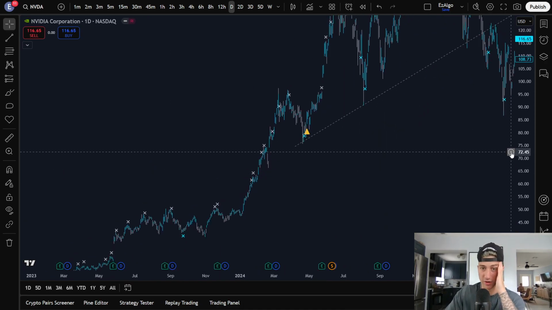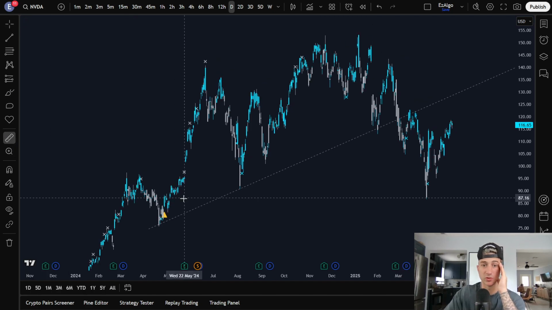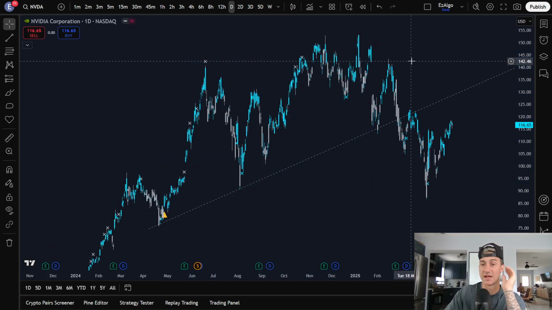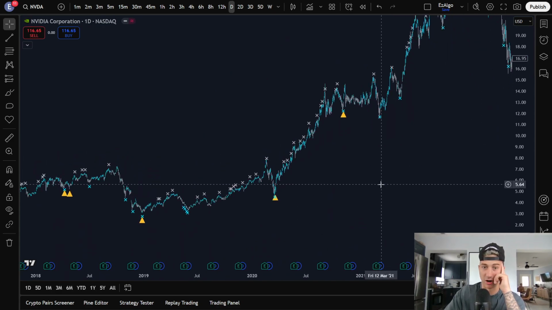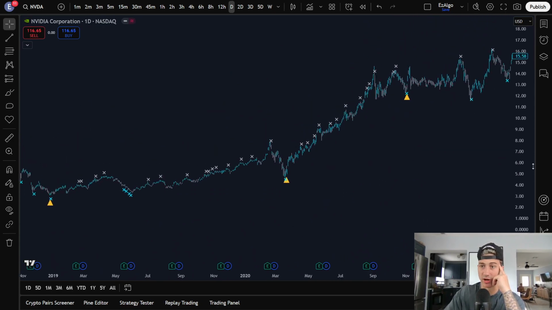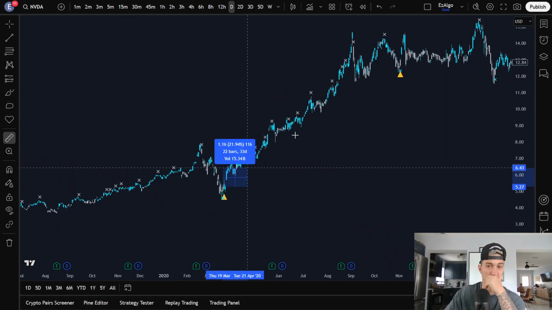Same thing here for NVIDIA. Again, accumulation buy signal on NVIDIA way back in April of 2024 before this massive 75% move up. If we look left all the way back in 2020, 2021, getting these accumulation buy signals when NVIDIA was $5.